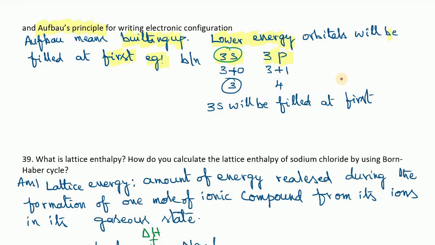Let us see the l values. For s, p, d, f, the l values are 0, 1, 2, 3. See here, s value is 0, that's why 3 plus 0. p value is 1, that's why 3 plus 1. Total is 4. Here it is 3. 3 is the least number. That's why 3s, least number, means least energy. Less energy orbitals will be filled first.